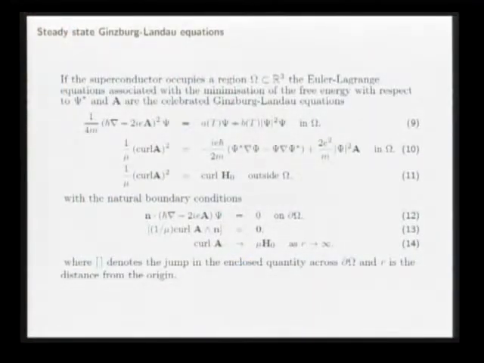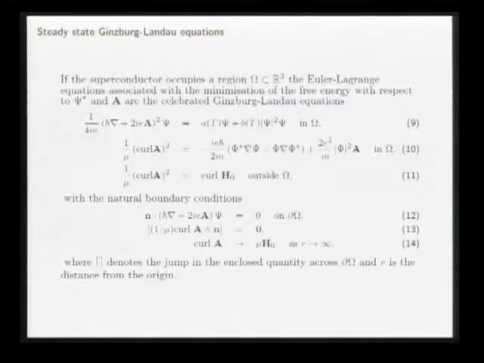Okay, so for a more general situation, if I have a superconductor which occupies some region of R cubed, then in order to minimize this energy, I have to use the calculus of variations, and you're going to get the Euler-Lagrange equations associated with variations of psi and A. So what am I minimizing over? I'm minimizing over all possible values of psi and all possible values of the magnetic vector potential A.